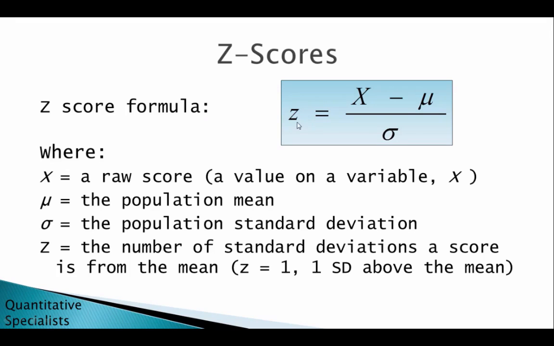Here's the z-score formula, and you can see in this formula that z is equal to x minus mu over sigma, where x is a raw score, or a value on a variable x, mu is the population mean, and sigma is the population standard deviation. And z indicates the number of standard deviations a score or value is from the mean. For example, a z of 1 indicates that the x value is 1 standard deviation above the mean.